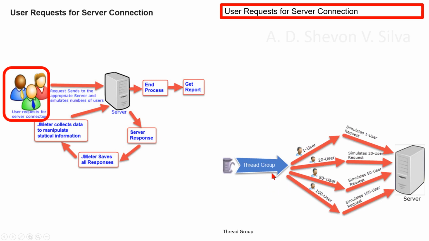Here you can see the thread group. The thread group is connected to server. One user simulates one user request passed from thread group to server. 20 users simulate 20 user requests passed from thread group to server. 50 users simulate 50 user requests passed from thread group to server. 100 users simulate 100 user requests passed from thread group to server.